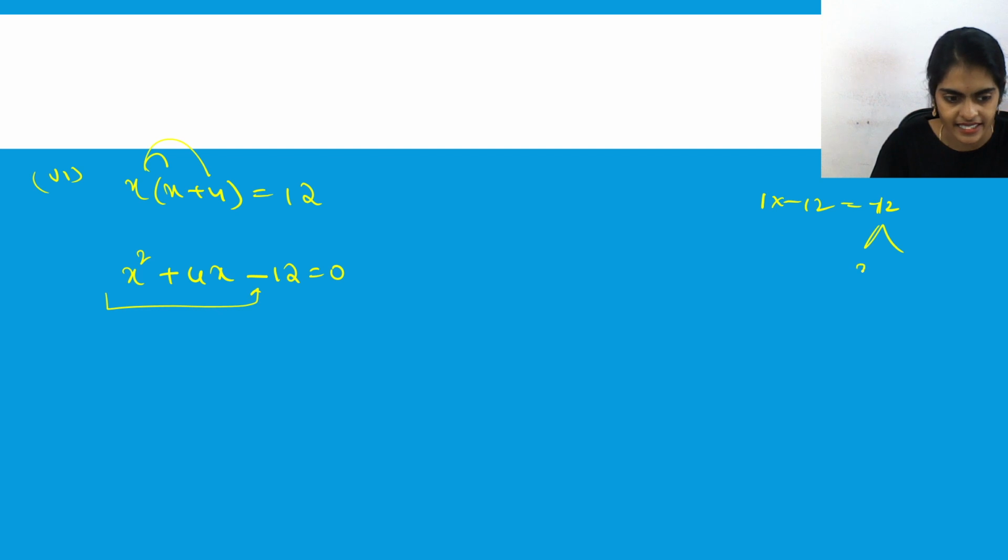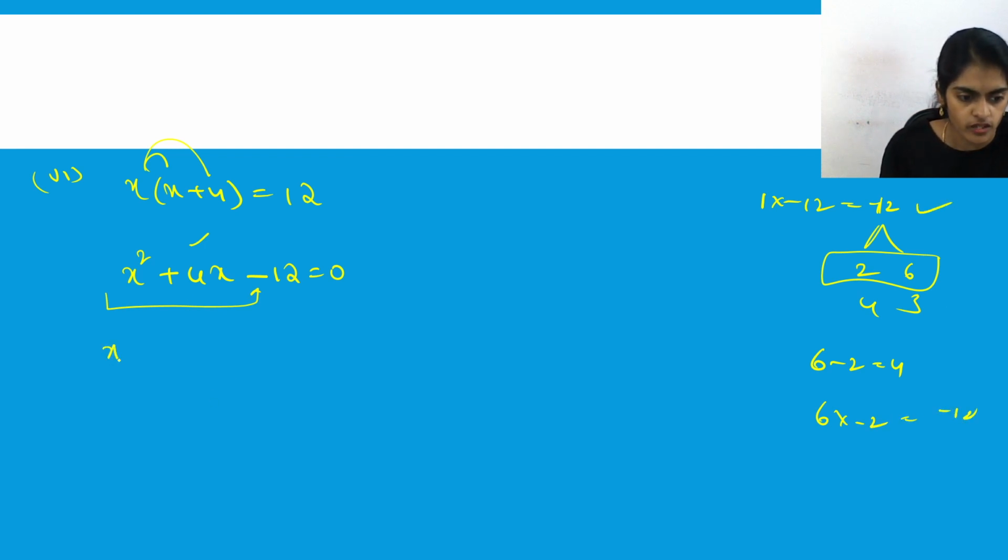Minus 12 I can write it as 2 6s are 12, 4 3s are 12. 2 and 6 combination will give me 4. 6 minus 2 will give me 4, isn't it? So I'm writing 6 minus 2 will give me 4, and 6 into minus 2 will give me minus 12. That is what we want. So x square, this 4x I'm writing as 6x minus 2x minus 12 equal to 0. So by practice you will solve it even quicker.